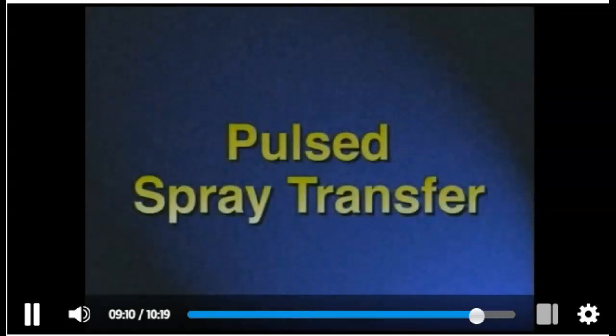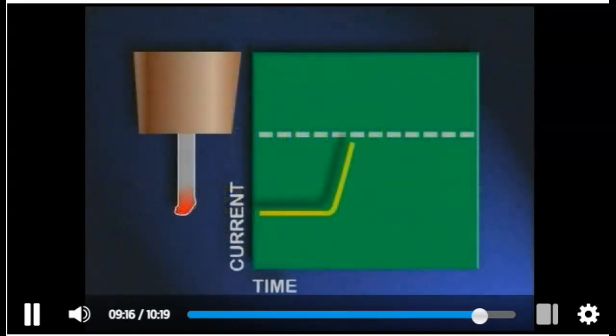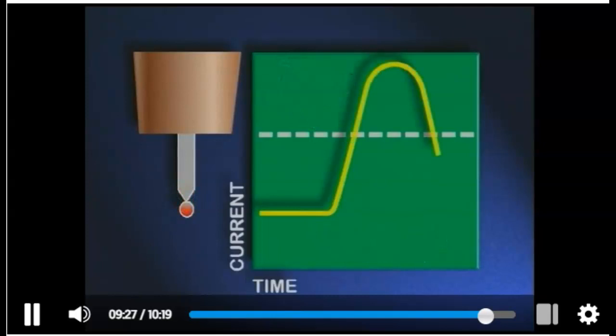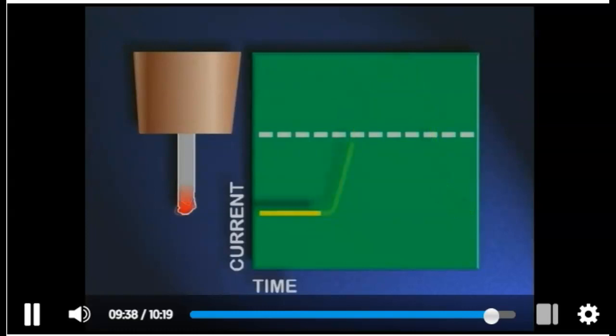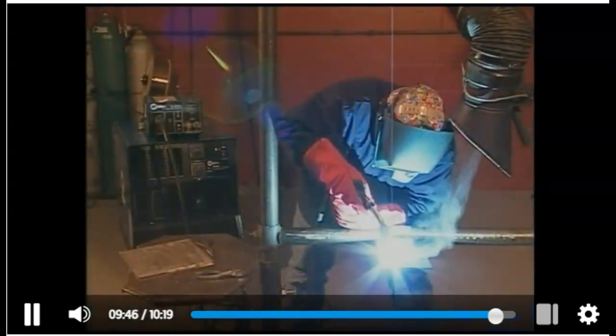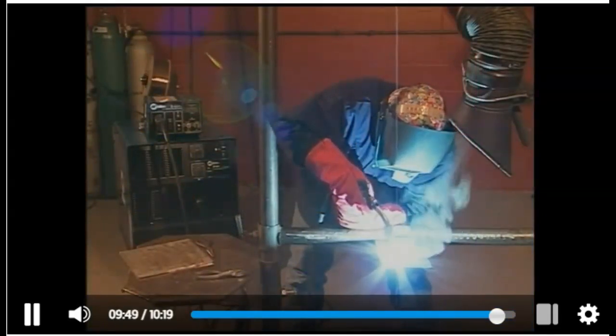There's a variation of spray transfer called pulsed spray transfer. In pulsed spray transfer, the power source pulses the amperage up to several hundred times per second between a low background power level and a high current level. At the high current level, a small droplet of filler metal forms and transfers across the arc to the puddle. Spray transfer using pulsed power operates at lower average current levels than conventional spray transfer, which makes it more suitable for all-position welding.